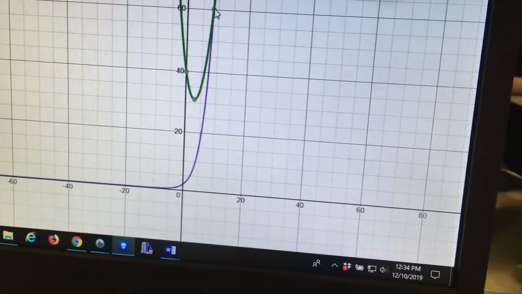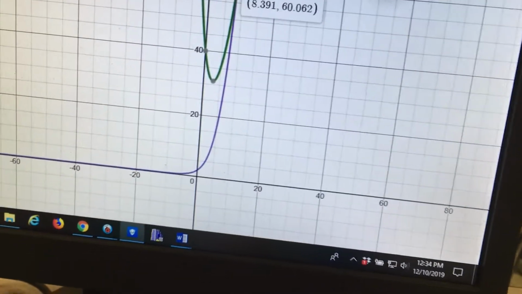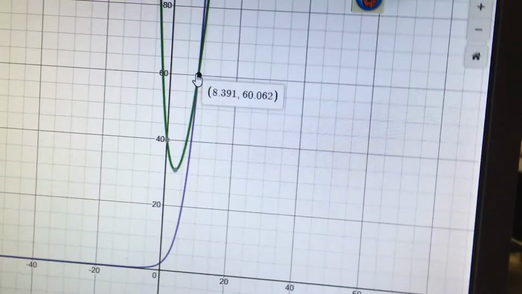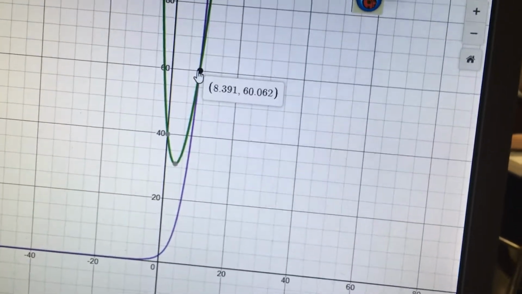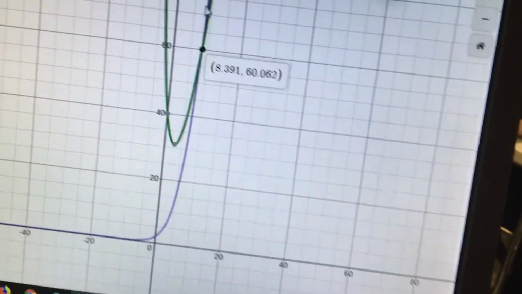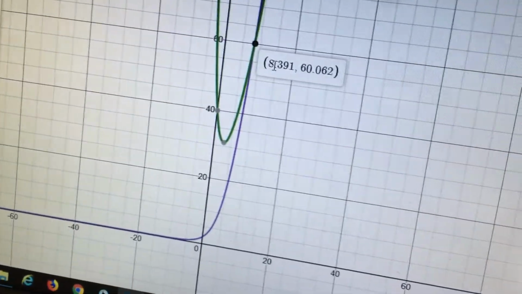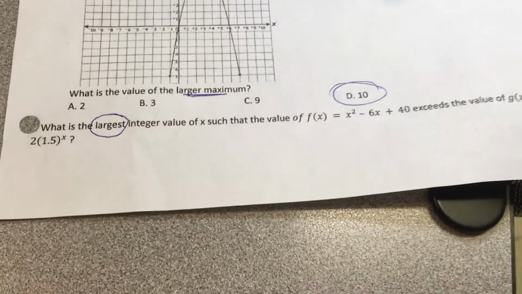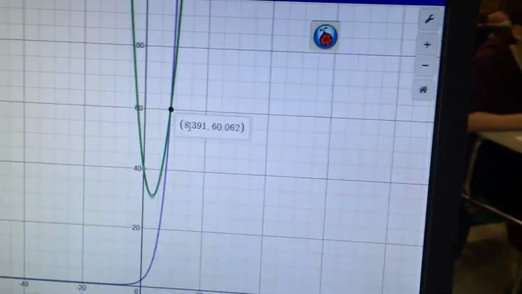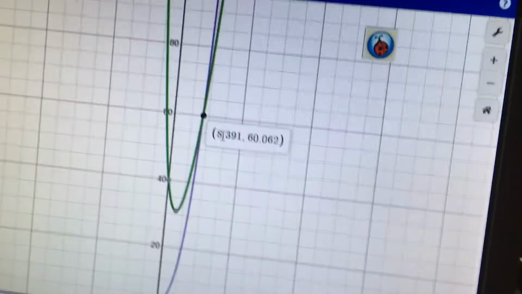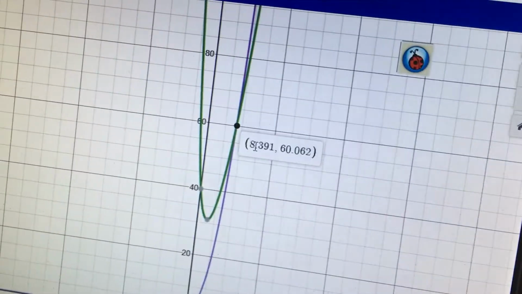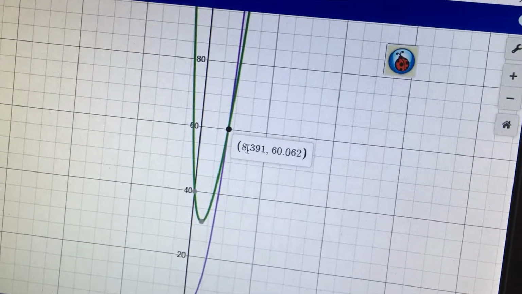So if I click where they cross, looks like right there, 8.391. After the point that they cross, does the other one start getting bigger than the other one? Yes. Okay, so 8.391. The thing to remember is that it asks for an integer. Does anybody know what that means? It's got to be a whole number. So the answer is not 8.391. It's not even 8.